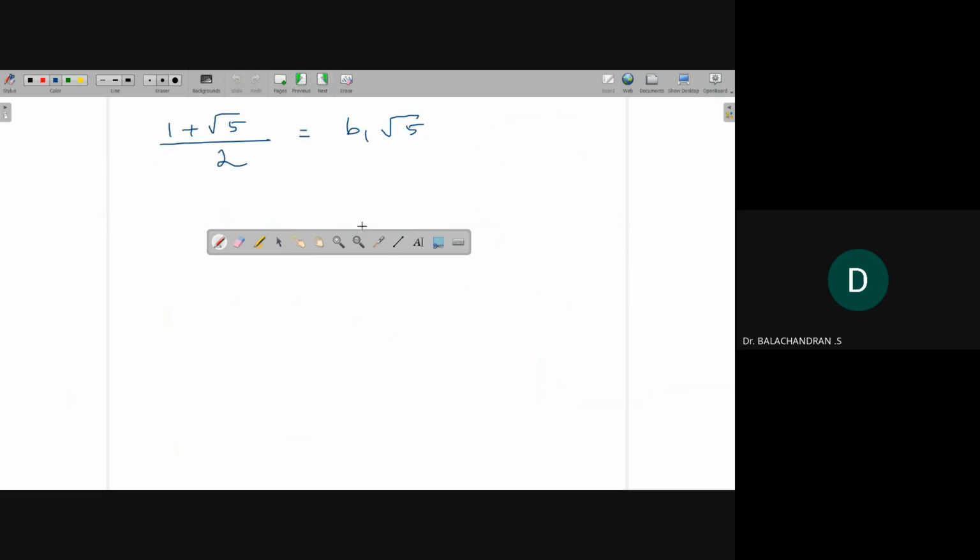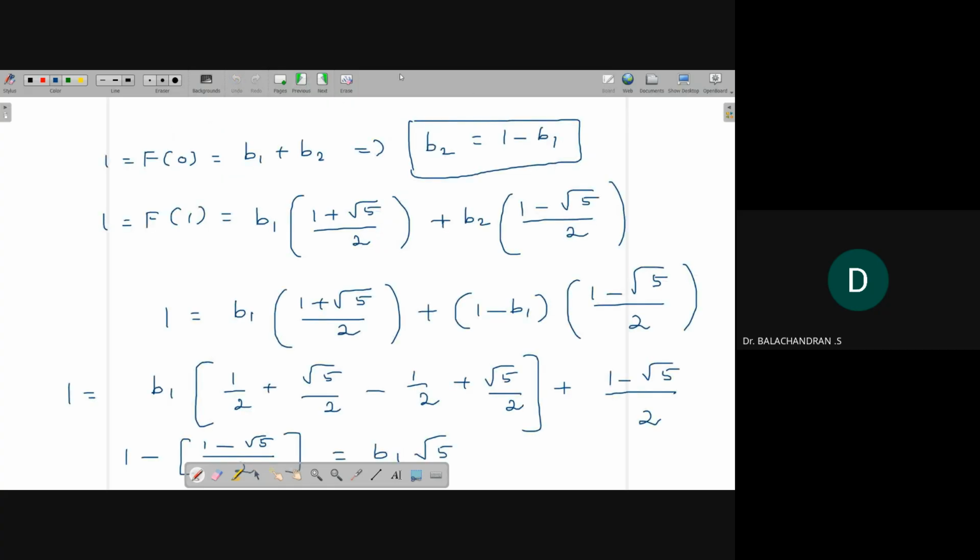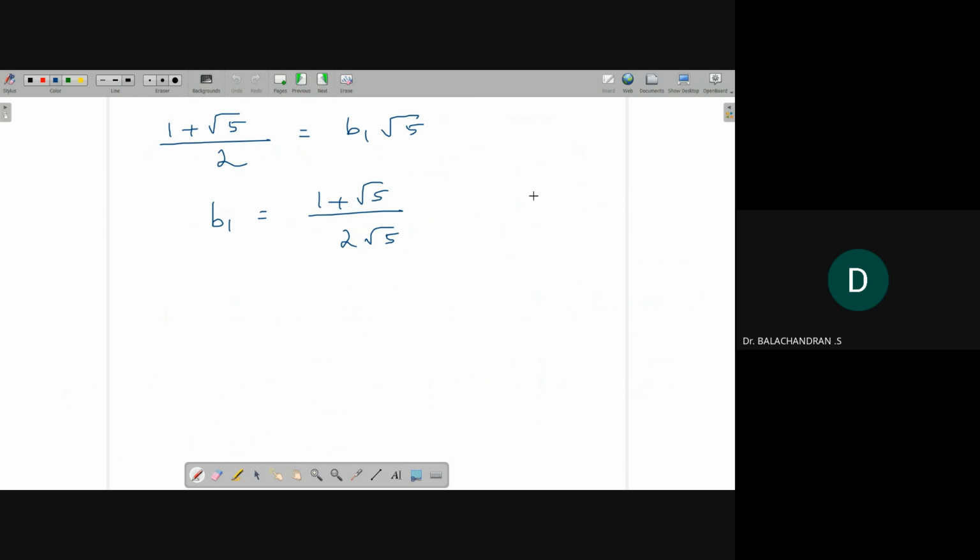So now b1 is equal to (1 plus root 5) by 2 root 5. But we know that b2 is equal to what? 1 minus b1. So b2 is equal to 1 minus b1. b1 is (1 plus root 5) by 2 root 5, so this is actually 2 times root 5.